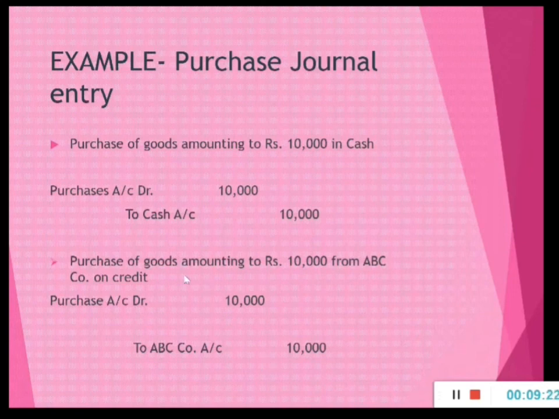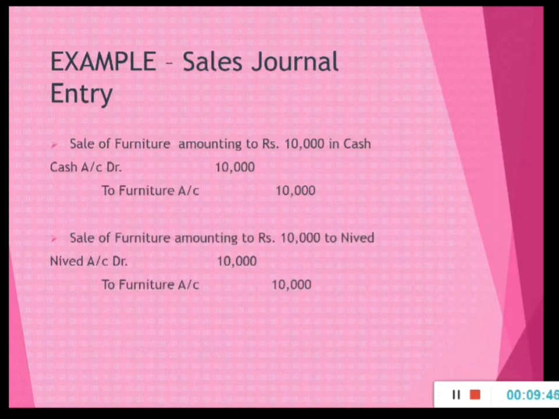The next one, purchase of goods amounting to rupees 10,000 from ABC company on credit. The journal entry will be purchase account debtor to ABC company account. Here purchase account is debited and ABC company is credited. The next one, sale of furniture amounting to rupees 10,000 in cash. The journal entry is cash account debtor to furniture account.